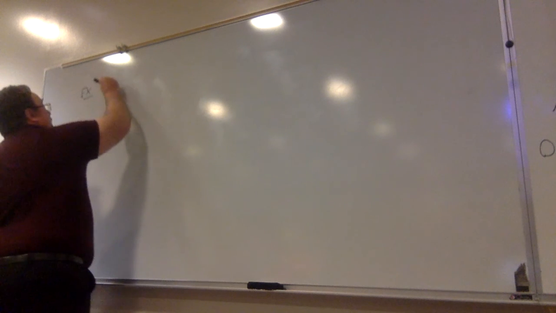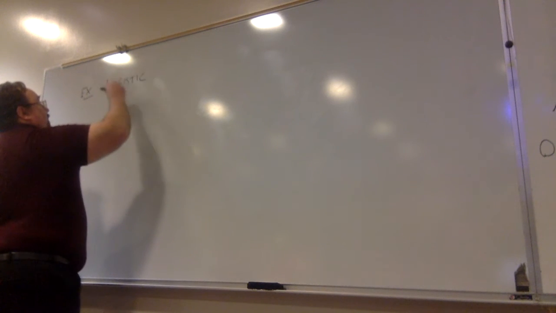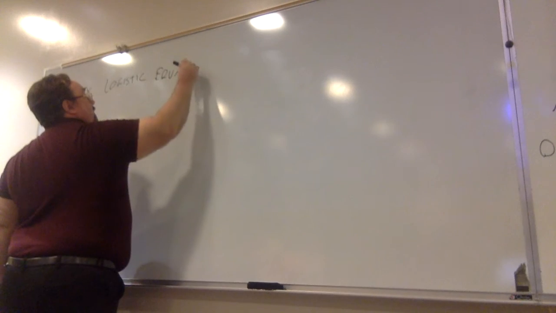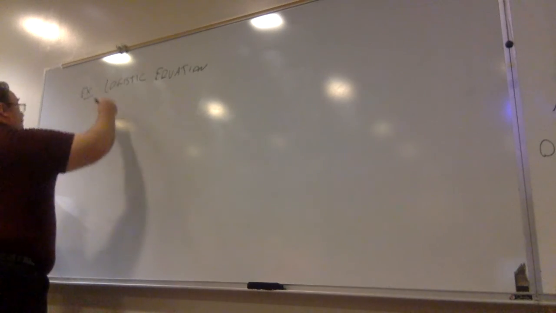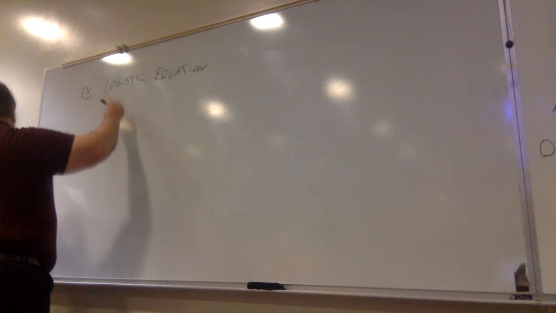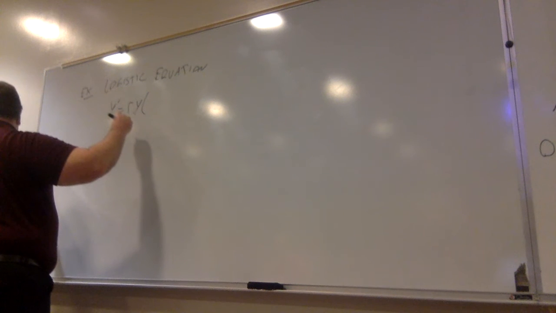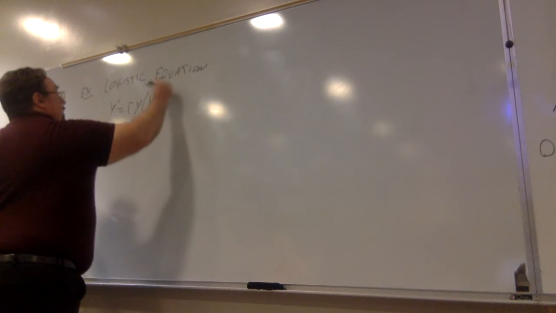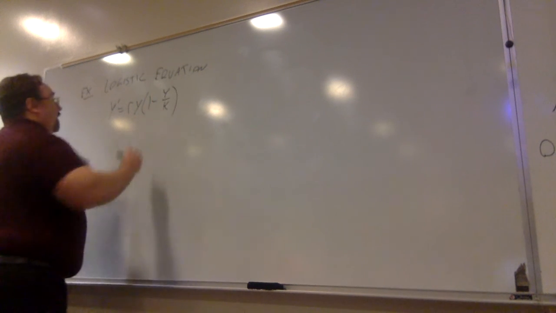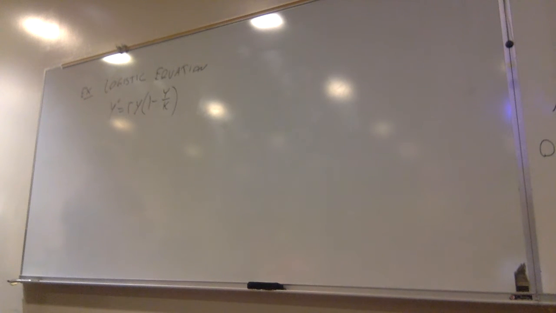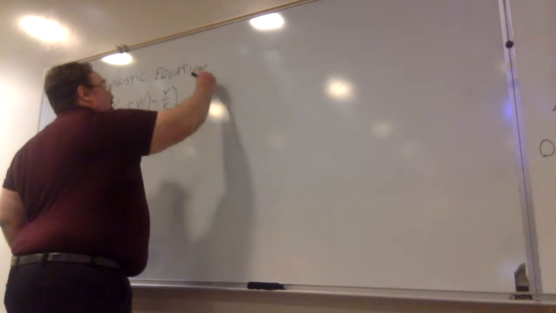Now, this is an important ODE in the real world, the logistic equation. So y prime is equal to some constant r times y times 1 minus y over k. Okay, and then same old initial condition.